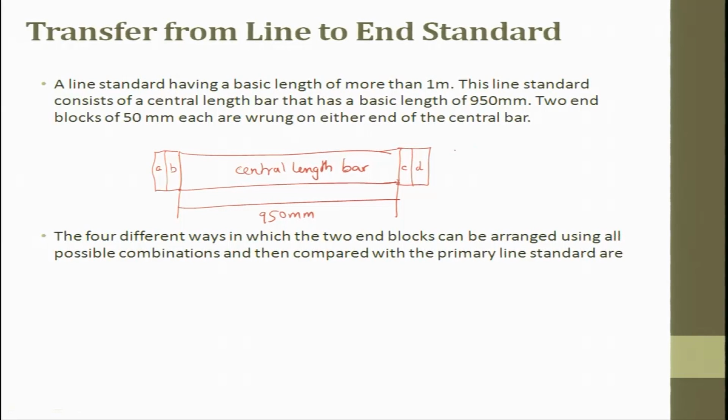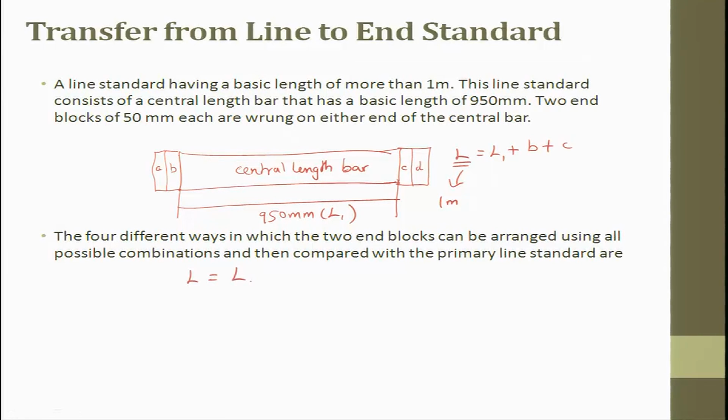So let me write the equation. L, the total length of 1 meter, will be equal to L1, which is 950, plus B plus C. Here I have taken 1 block from here and 1 block from here, B and C. If we have 2 blocks stuck on both sides, we can have 4 different possibilities. And this is your L1, by the way. L is the total length of 1 meter, right. So what are the 4 different ways of combination?